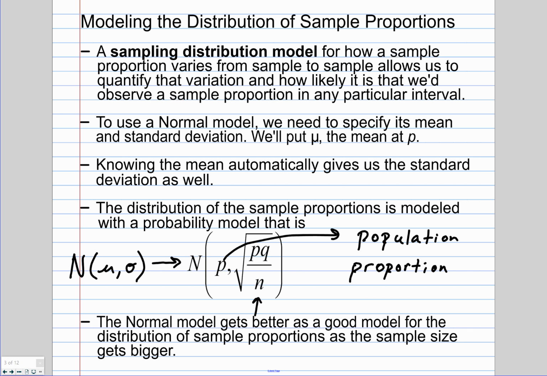That's called P hat, a symbol you'll start seeing from now until the end of this class. P hat is the sample proportion. You guys remember the symbol for hat? Yeah, it looks like this, P with a hat. That's called the sample proportion.